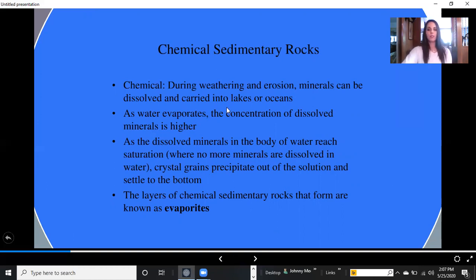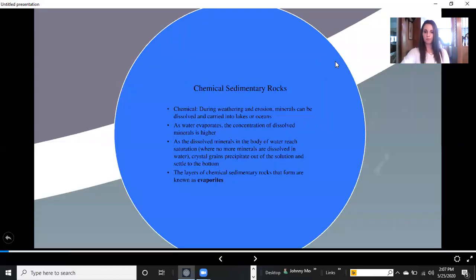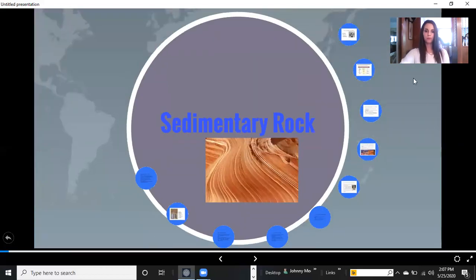So you can either have a whole lot of minerals that go into the water and create more minerals than water, a greater mineral to water ratio, or you can have water evaporating that creates a greater mineral to water ratio. Either way, those minerals are going to come together and precipitate out of that solution, and they're going to settle at the very bottom. And these layers of chemical sedimentary rocks that form are known as evaporites. Okay.